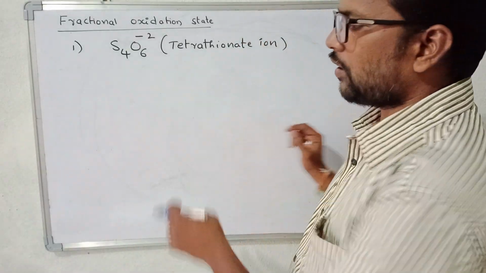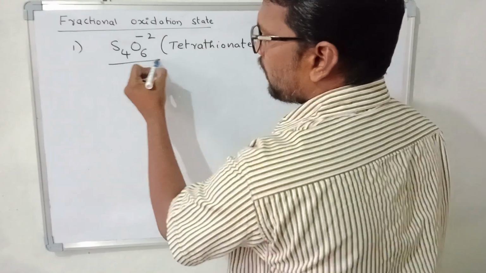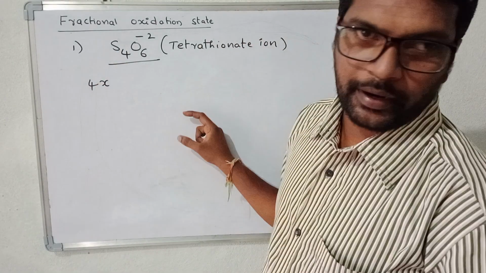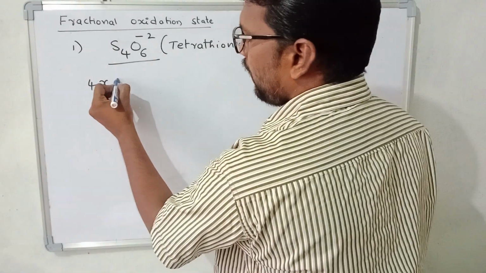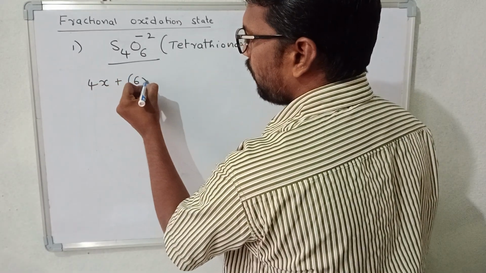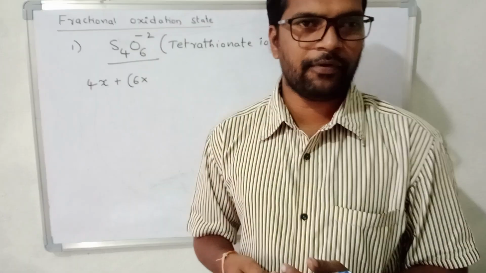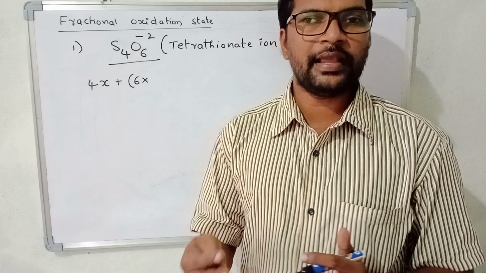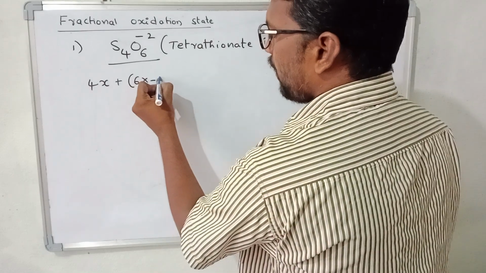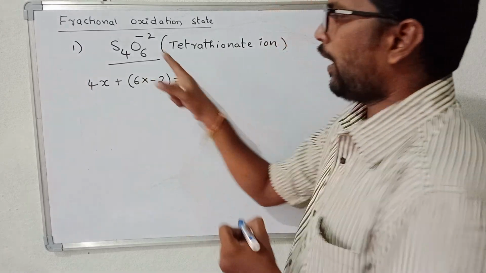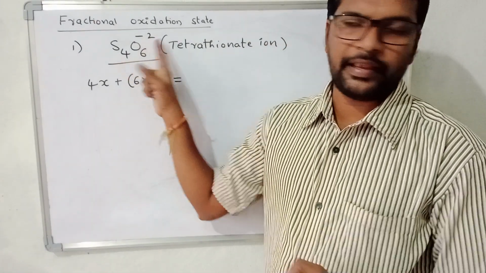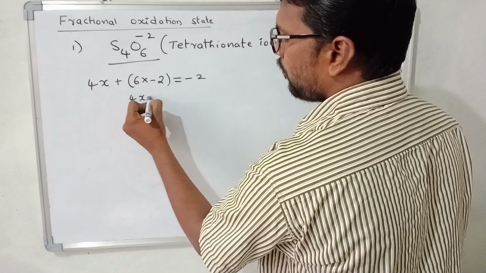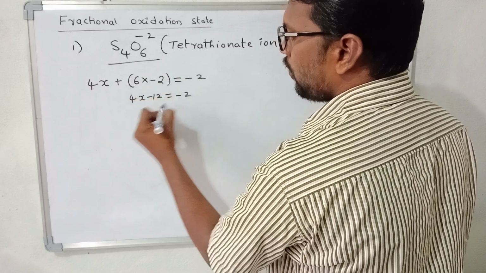If you find the average oxidation state, 4 sulfurs are present. So to find the sulfur oxidation state, we write 4x, and 6 oxygens are present. Whenever oxygen is present in oxide form, its oxidation state can be taken as minus 2. Here the charge is minus 2. So it is 4x minus 12 is equal to minus 2.